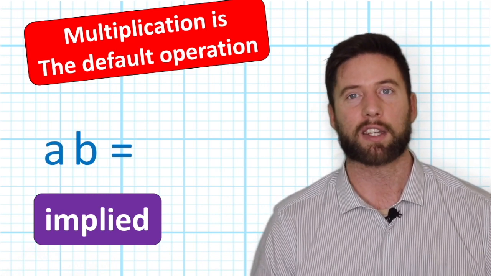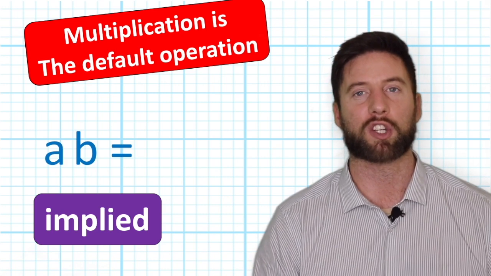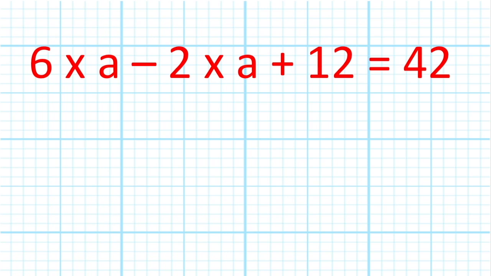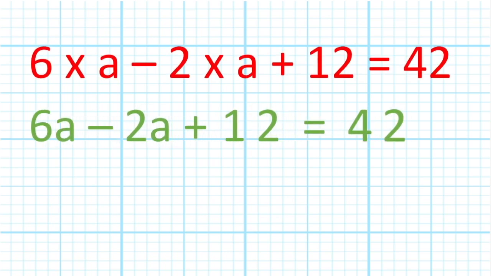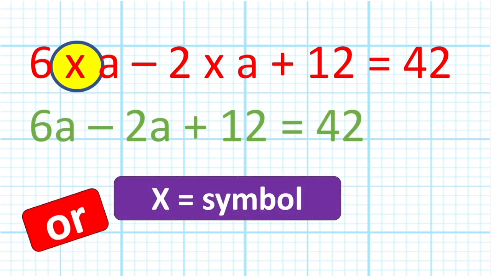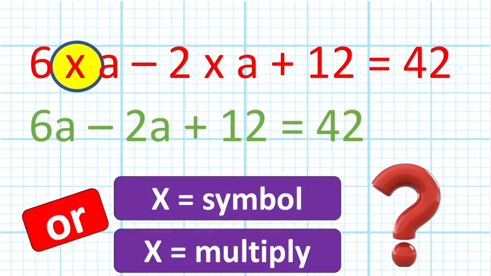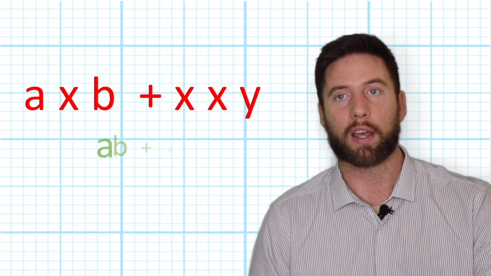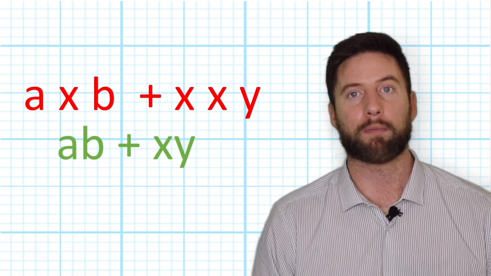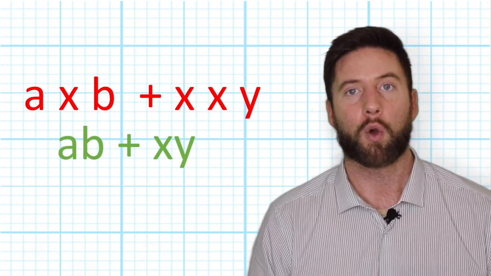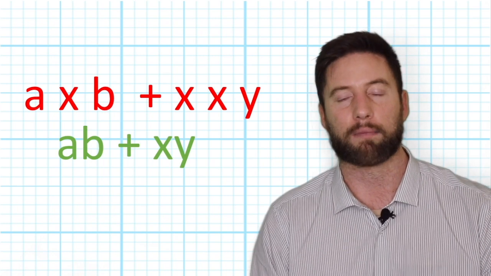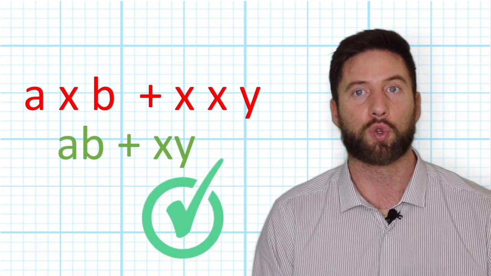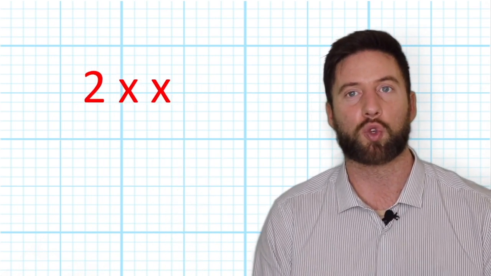The advantage of this is that it makes a lot of algebraic equations a lot less cluttered and a lot smaller, and you're a lot less likely to make mistakes confusing the X symbol with X, the process. So for example, instead of having A times B plus X times Y, we can have AB plus XY. Now this rule doesn't just apply when it's 2 symbols, it is also implied when it's a quantity and a symbol. For example, we don't need to write 2 times X, we can just write 2X.